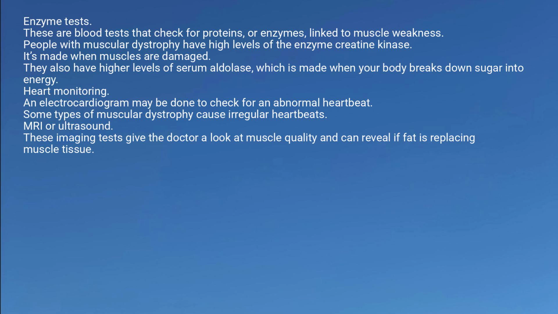Heart monitoring. An electrocardiogram may be done to check for an abnormal heartbeat. Some types of muscular dystrophy cause irregular heartbeats. MRI or ultrasound. These imaging tests give the doctor a look at muscle quality and can reveal if fat is replacing muscle tissue.